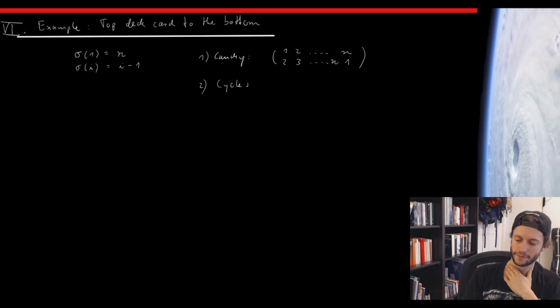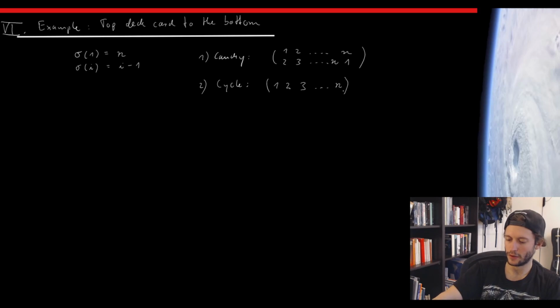Now the cycle notation. So let's start with the 1, the first card. It gets mapped to the second. Second is mapped to the third, and so on, until the nth card, which is mapped to the first one. So I can close my cycle over here. I didn't miss any cards, so that's it. Very nice.